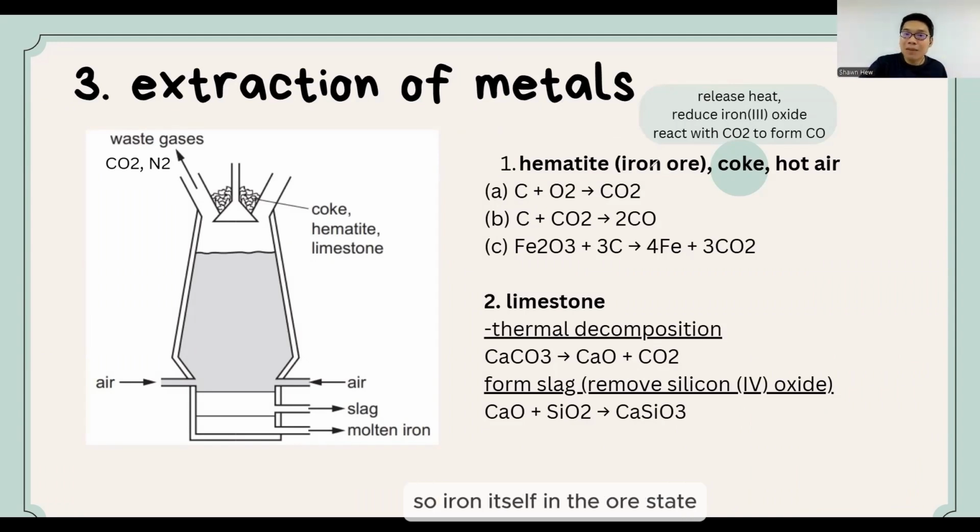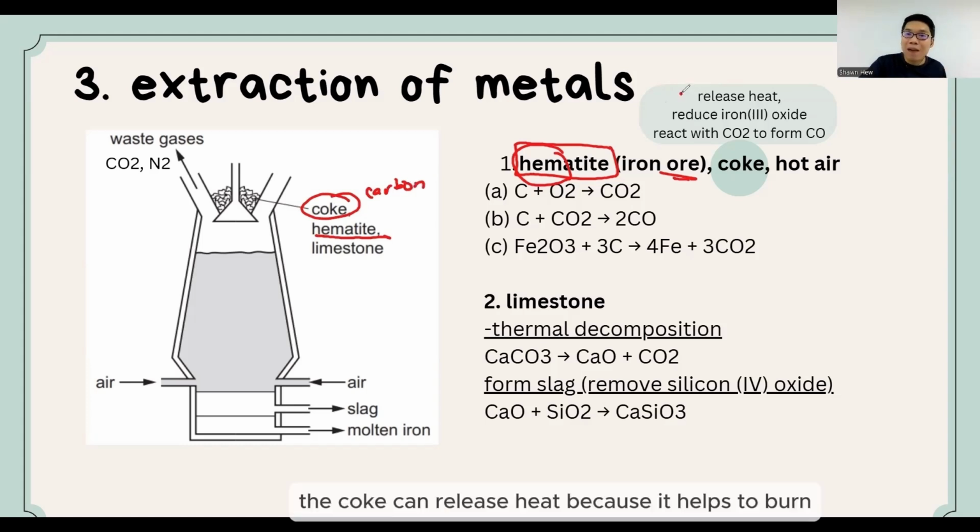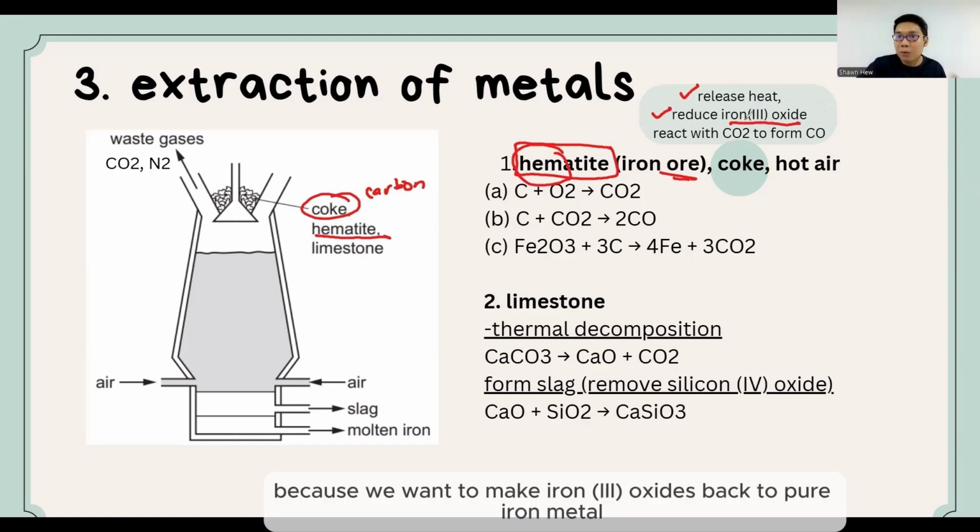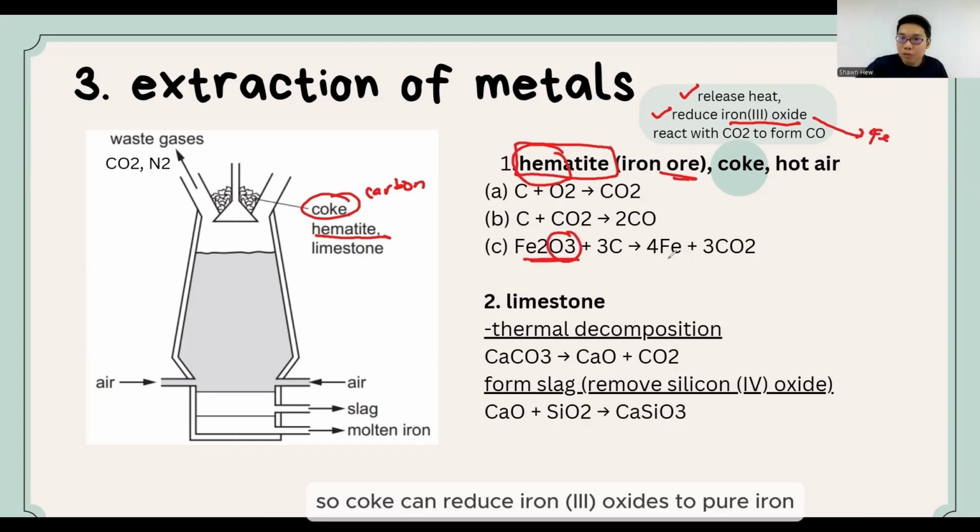Iron itself, in the ore state, we call hematite. Other than hematite, we also need to add coke. Coke itself is actually carbon. The coke can release heat because it helps to burn, and also it can reduce iron trioxide, because we want to make iron trioxide back to pure iron metal. So coke can reduce iron trioxide to pure iron.